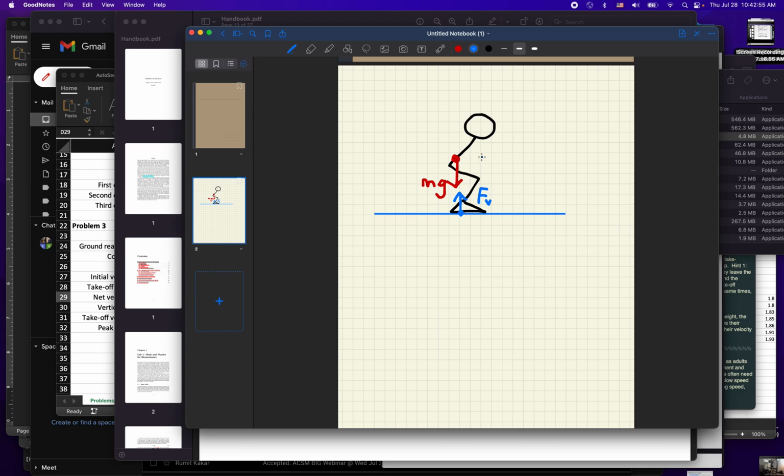And my net force in the vertical direction, if you think about what's on average during this time when he's jumping and pressing his feet against the ground, what's the average net force he's generating in the vertical direction, that would be the sum of those two forces. Okay. So that would be FV plus mg.